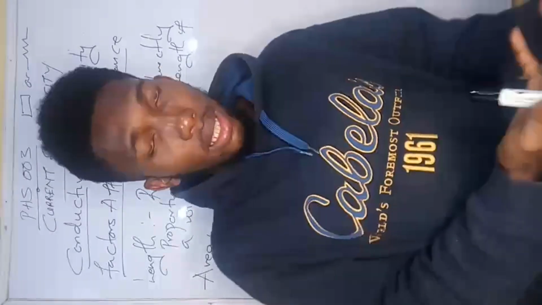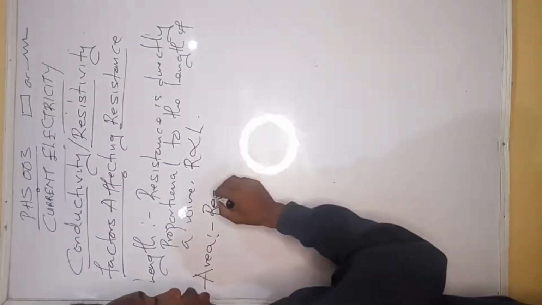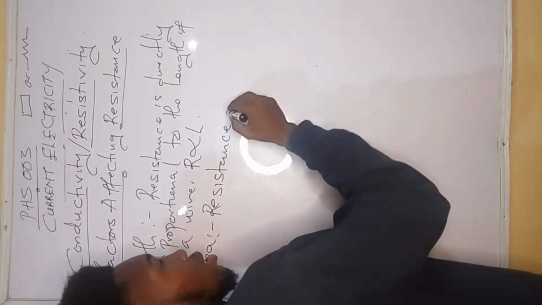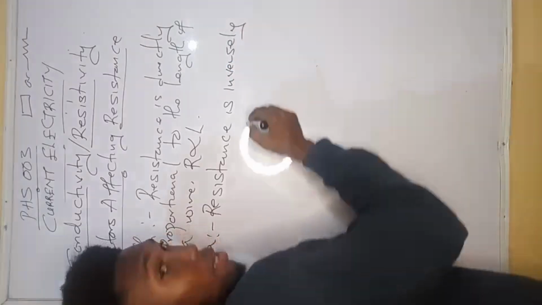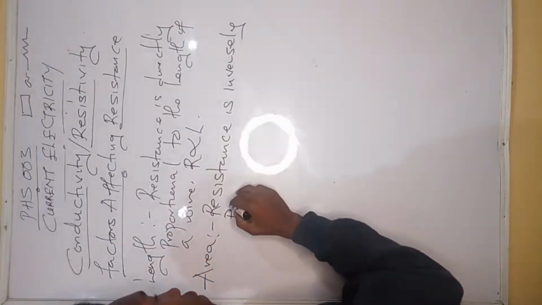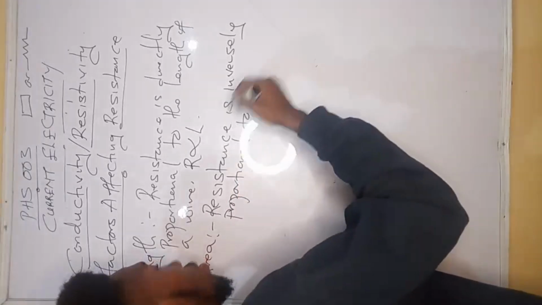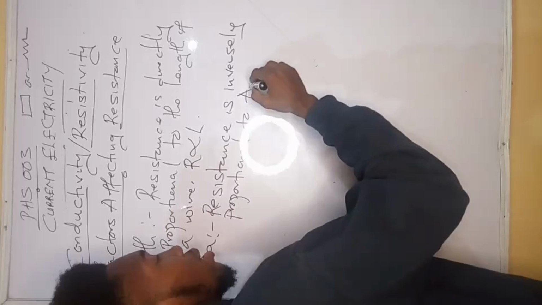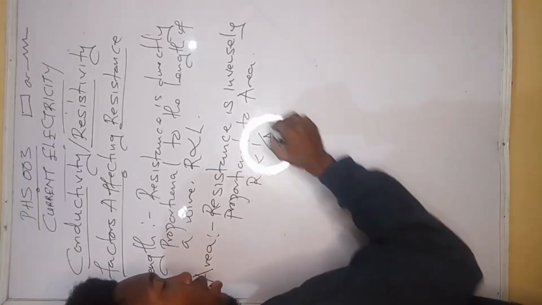Area is affected in the inverse way. You understand? The larger the area, the lower the resistance; the lower the area, the higher the resistance. So I say resistance rather than resistivity. Resistance is inversely proportional to area. So I'm saying R is inversely proportional to area.